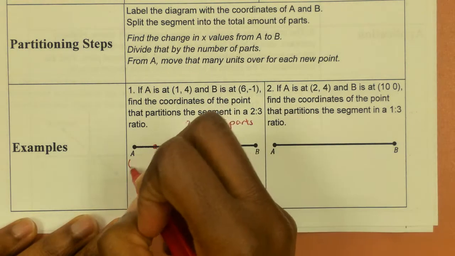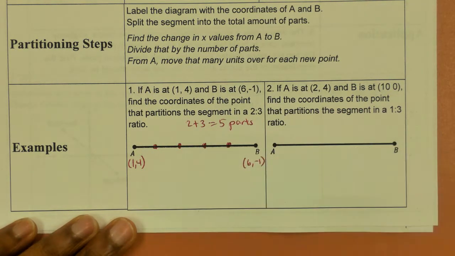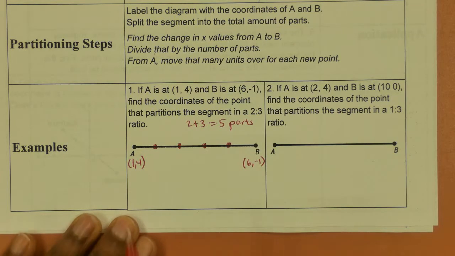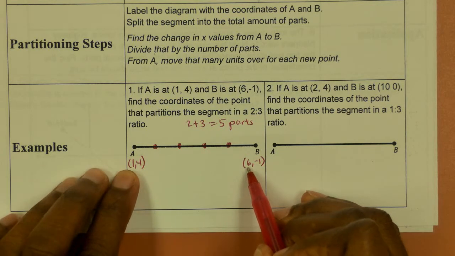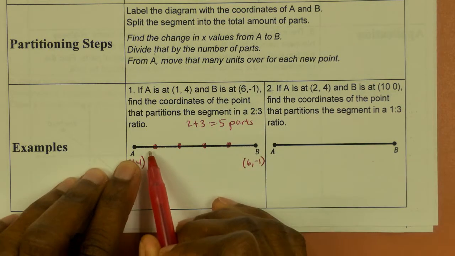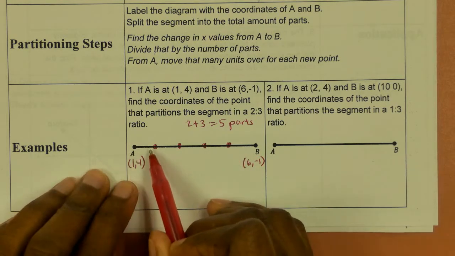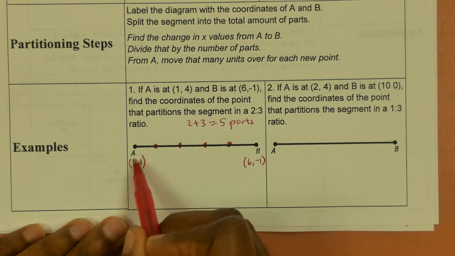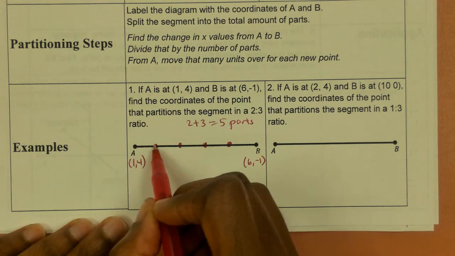So if A is at (1, 4) and B is at (6, -1), our process is to figure out, for each coordinate, so we have x coordinates and y coordinates, for the x coordinate, how many units does it travel totally for the whole section? And then if we want to cut that into 5 parts, we want to know how much it has to travel each part. Luckily, in this case, if it travels to a new point, it's going to travel 1 part.